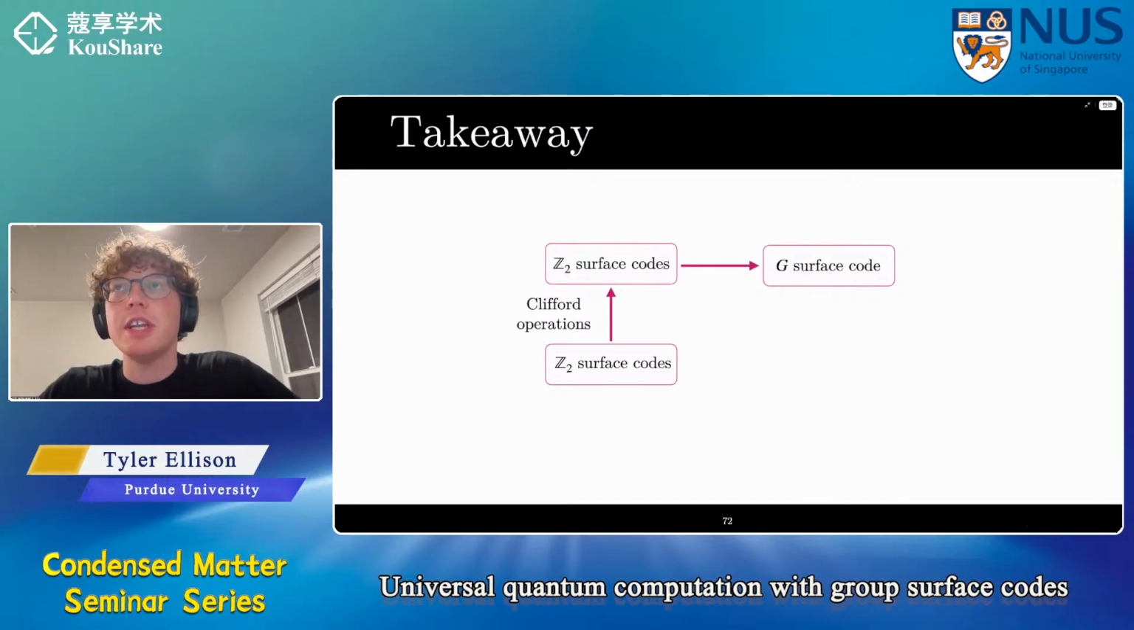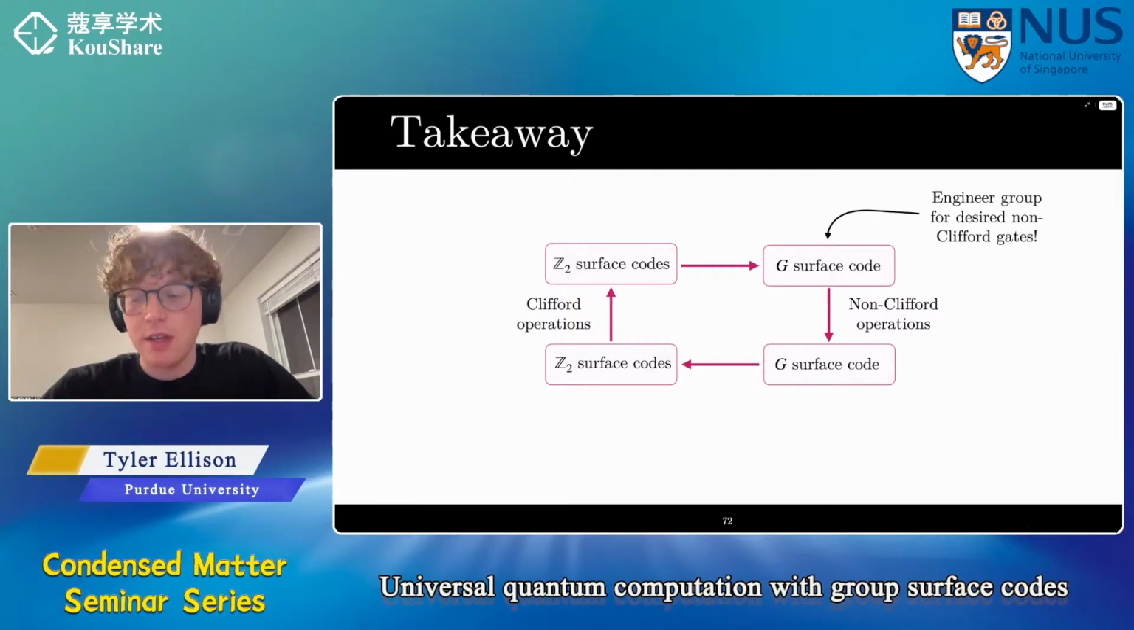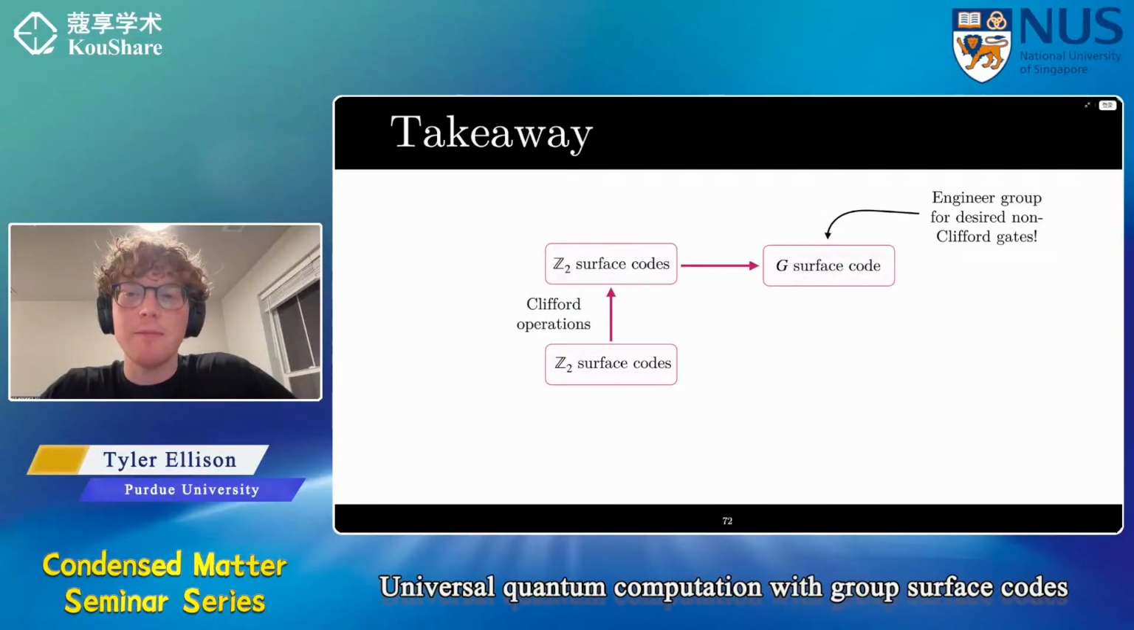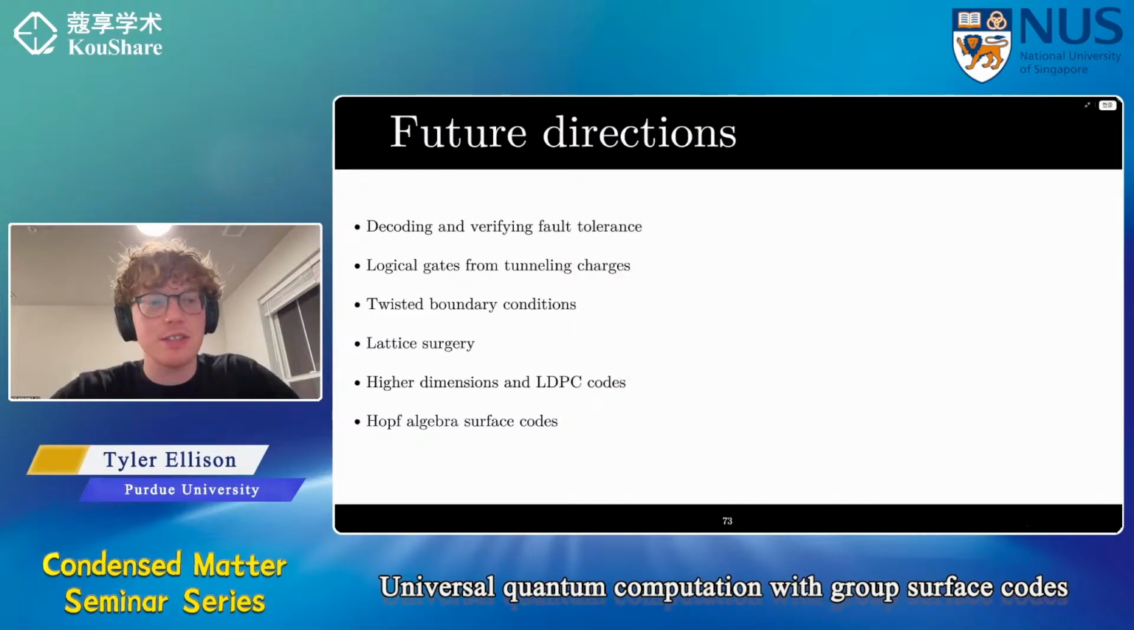For example, we can take a Z2 cross Z2 group surface code and a Z2 group surface code and use this for a desired non-Clifford gate, and then transfer information back into Z2 surface codes. And I'll conclude here just by listing some future directions. Thanks.